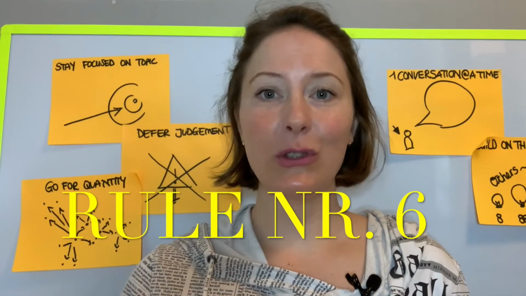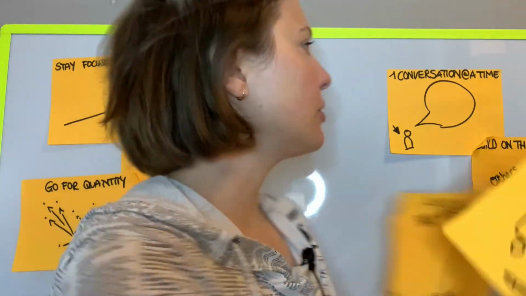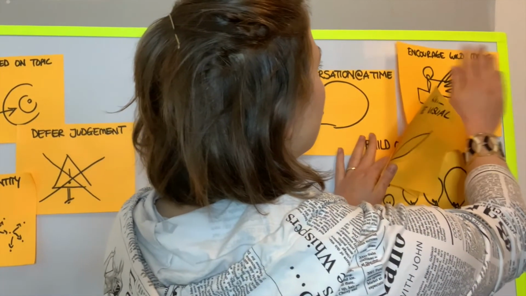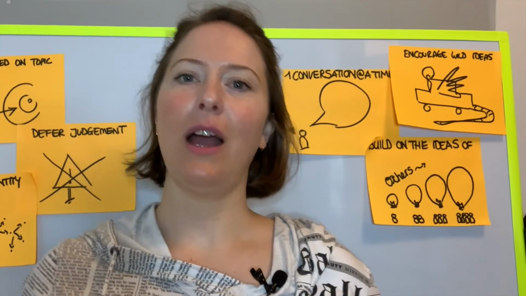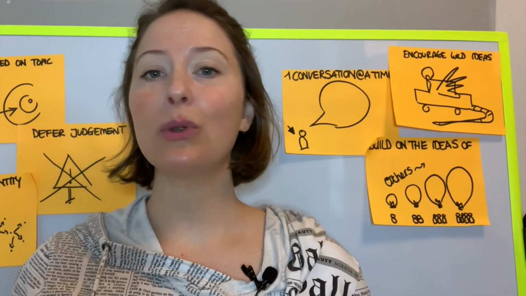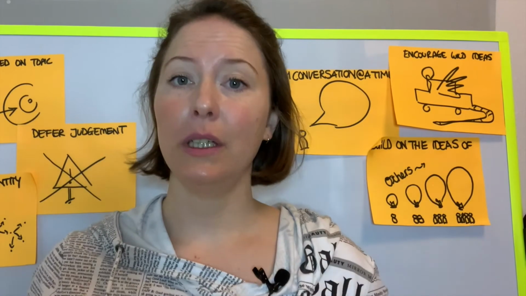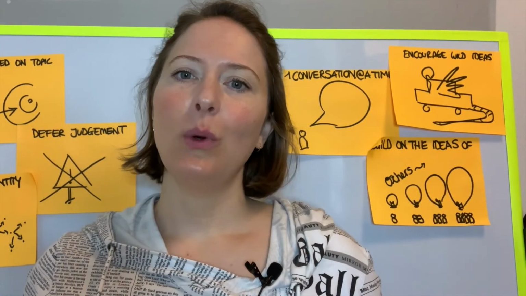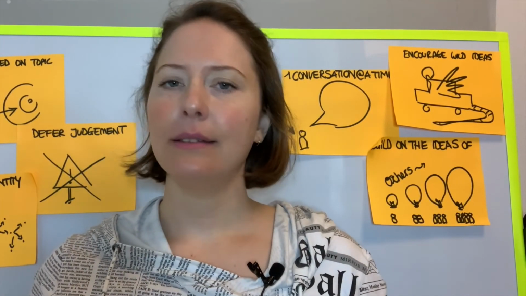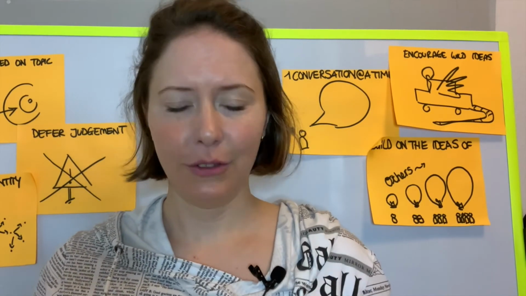Number 6, just what I mentioned again, encourage wild ideas. Applaud each other when you have a totally crazy idea. Do crazy rounds where only crazy ideas are allowed and see where you can go as a collective. You can always downsize an idea, never really upsize, if you know what I mean.